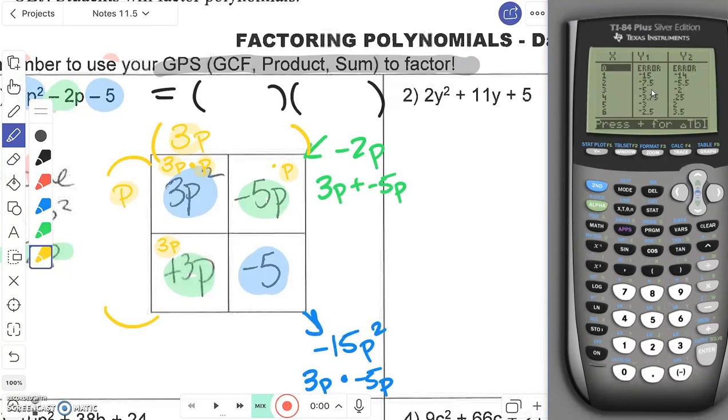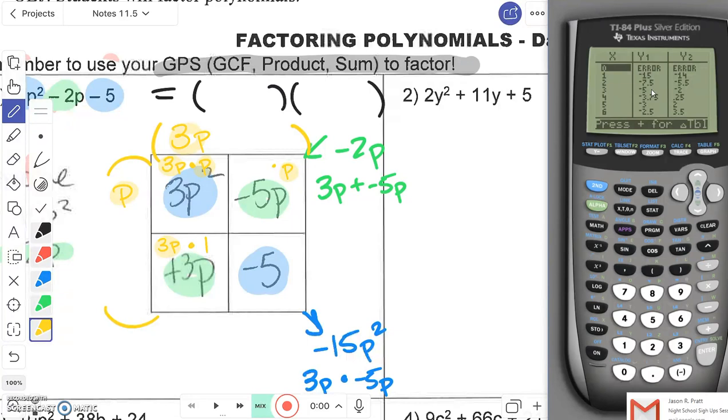If I look at my second one, I've got 3p times, I need the same exact thing because it's going to equal 3p. So 3p times 1 would give me 3p. That means I need another times 1 here, and then outside I'm going to put a +1 to show that that's going to be positive. Then I look at my last row, so something times p to give me -5p.